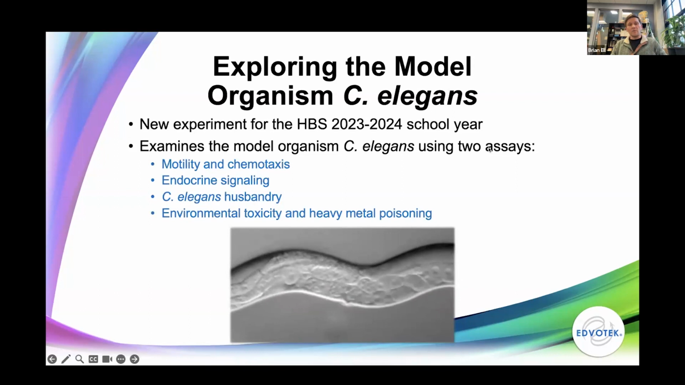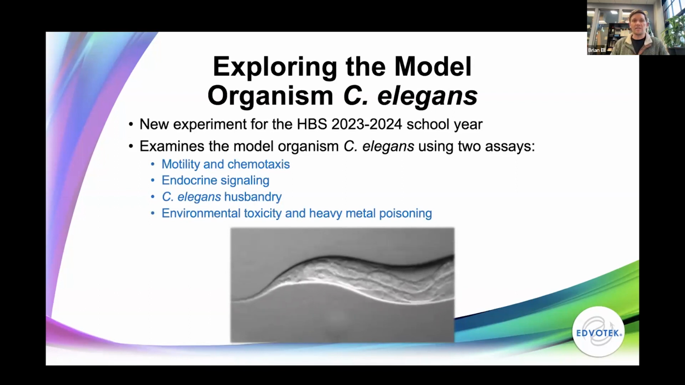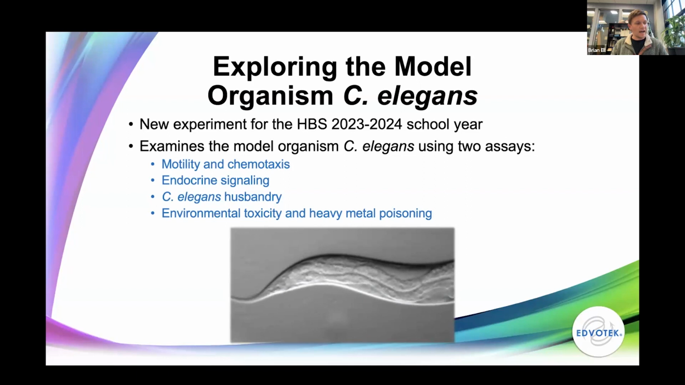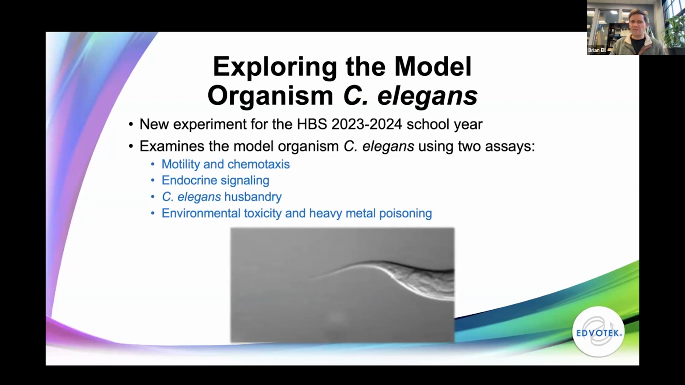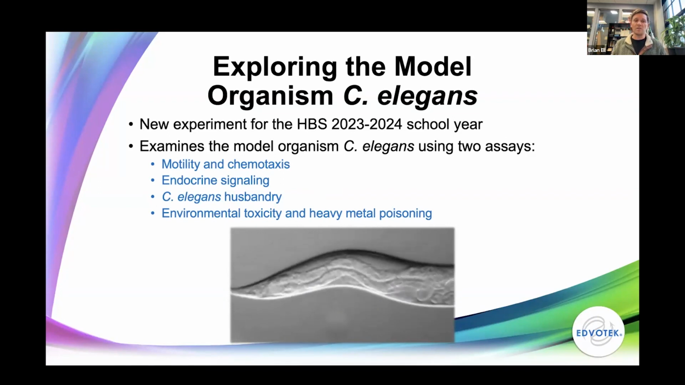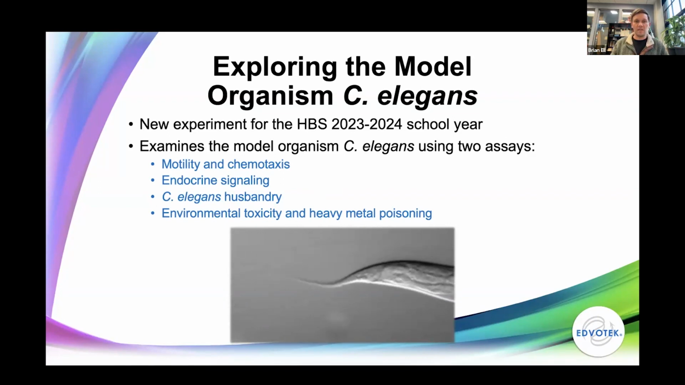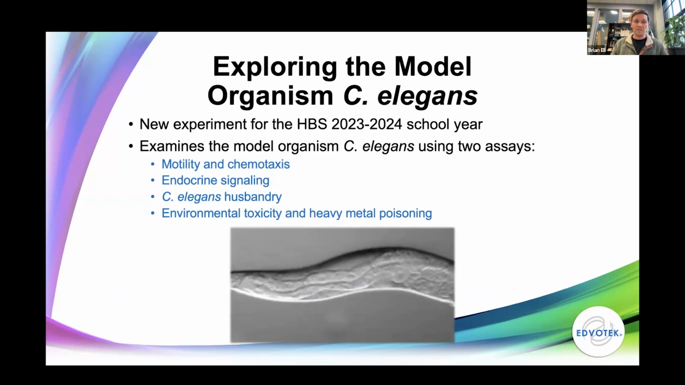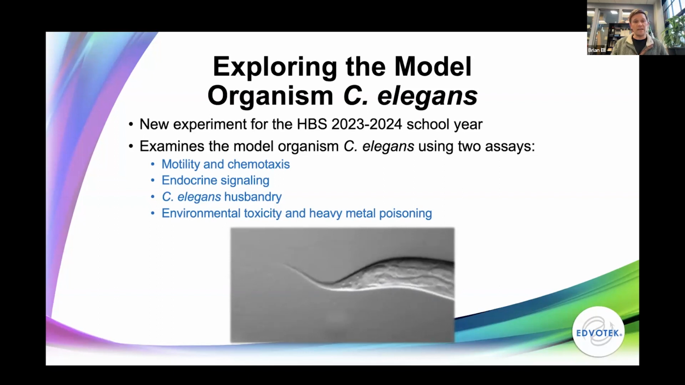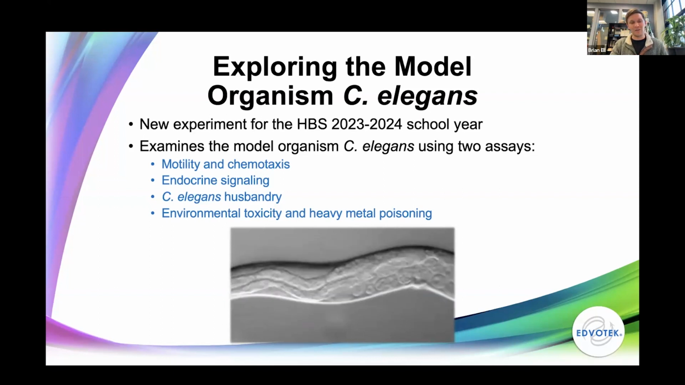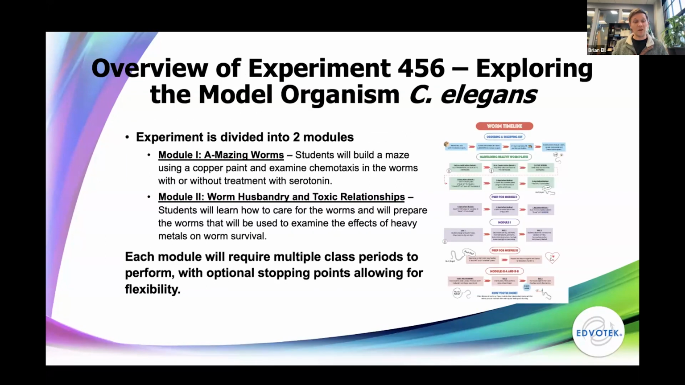Okay, so recap on what we are doing here. This is the Exploring the Model Organism C. elegans experiment. This was the new experiment that was created for the 23-24 school year. And this experiment is a multi-part setup that has 2 different assays where students are going to end up exploring a number of different things related to our C. elegans. So we're going to look at motility and chemotaxis, some endocrine signaling, C. elegans husbandry, and then environmental toxicity and heavy metal poisoning, which is a whole lot of different things that we cover in this one full experiment.